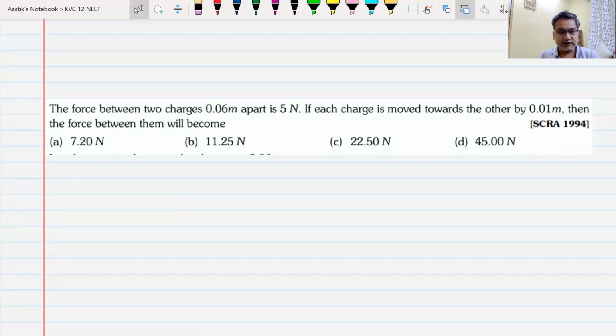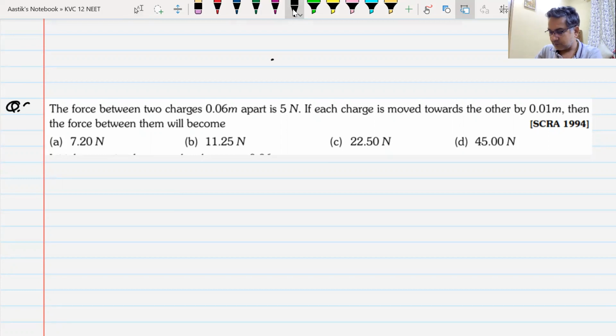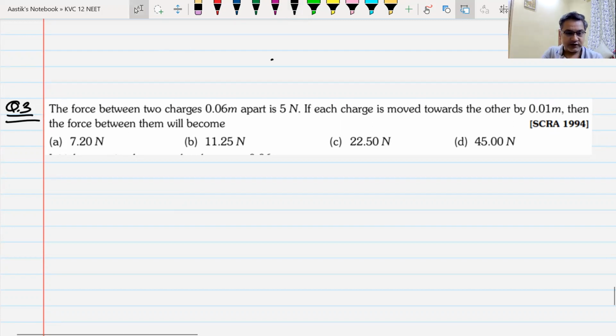This is the next question. These are the type of question that can come if they come. The force between two charges 0.06 meters apart is 5 Newton. If each charge is moved towards each other by 0.01 meter, what will be the new force? I'll give you 2 minutes to solve this.